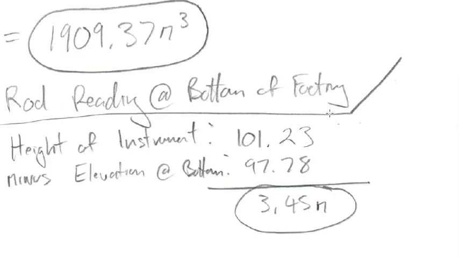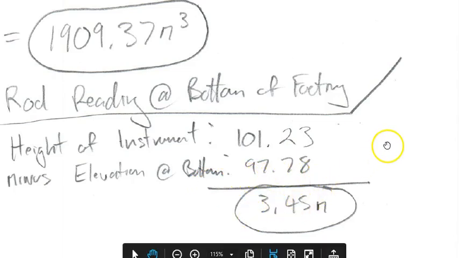There is one last thing that we ask you to do on these sheets. Calculate the rod reading at the bottom of the footing. I'll talk about that briefly. All we need to do for that is take our height of instrument, which was given to us, and our elevation at the bottom of the hole, which we established with our math. And it tells us that the rod reading from the instrument set up at this height should be 3.45 meters at the bottom of the hole.